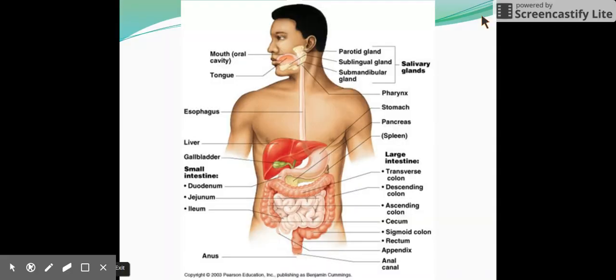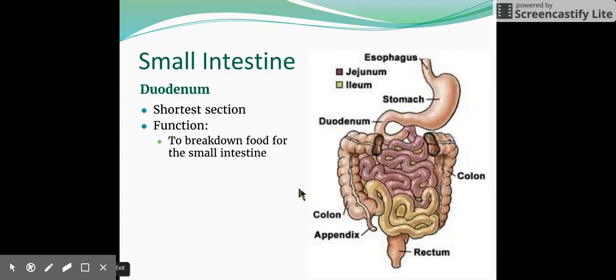So, we are now going to talk about the small intestine. If you are following along, we've talked about the oral cavity, the esophagus, and the stomach. The stomach ends with the pyloric sphincter, and the duodenum begins with the pyloric sphincter. The pyloric sphincter kind of acts like a door. When it's open, food contents called chyme move into the duodenum.